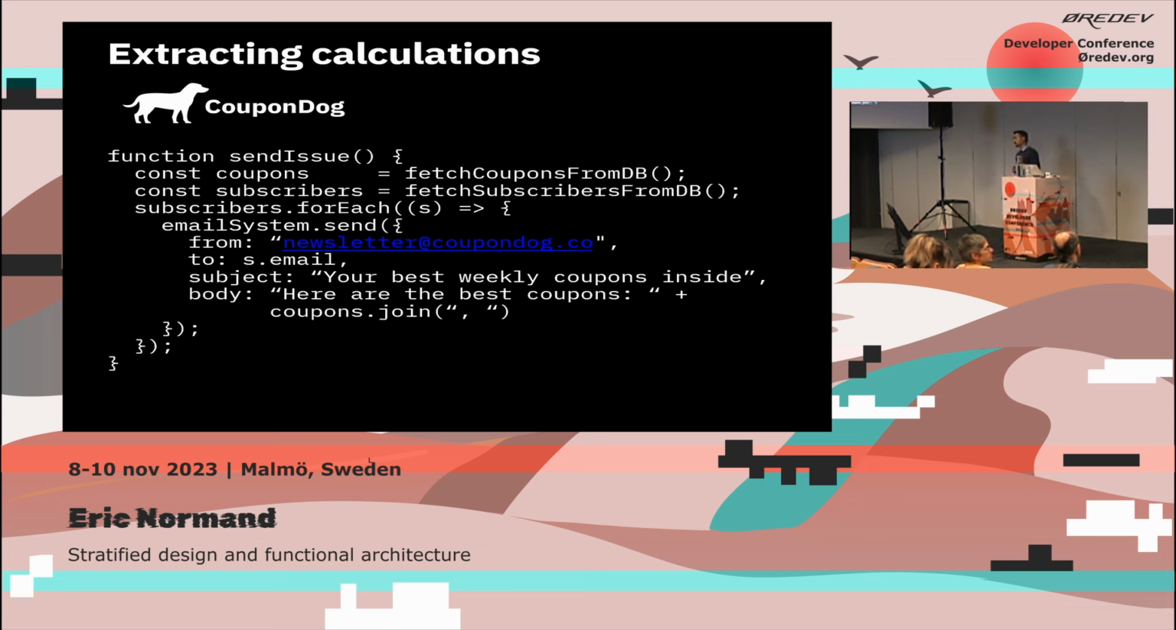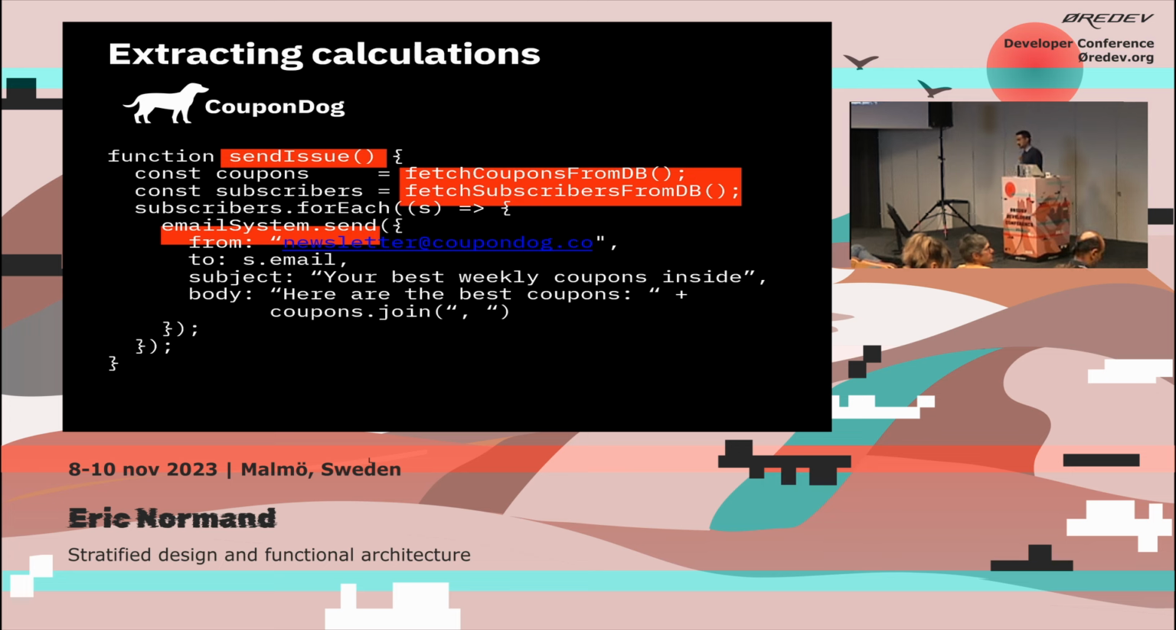There's a refactoring that we do as functional programmers. I call it extracting calculations. So let's say we work at this company called Coupon Dog, and they send out a weekly newsletter with coupons for products you might want. And here's their code. It's going to fetch some coupons from the database. It's going to get all the subscribers, and it loops through all the subscribers and sends each one an email with the coupons in it.